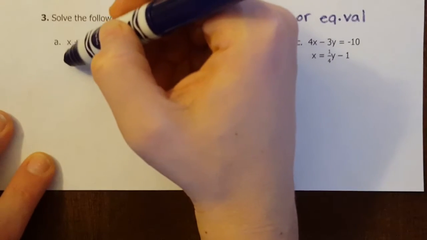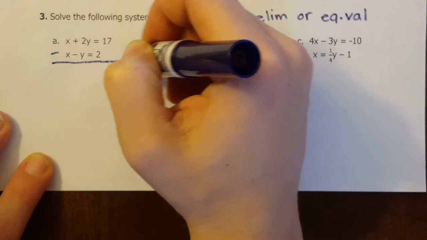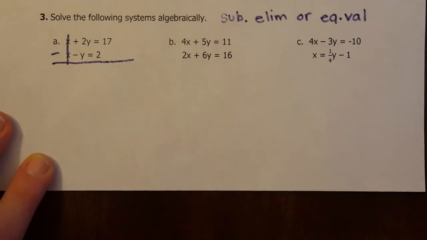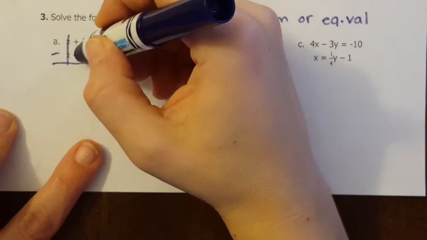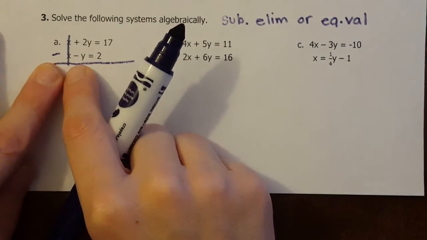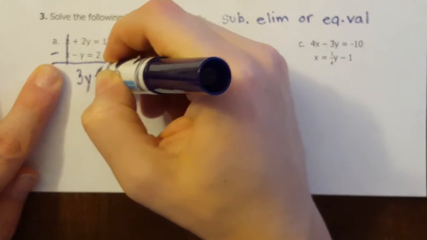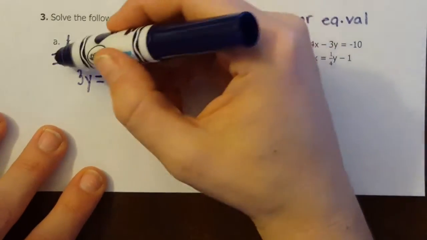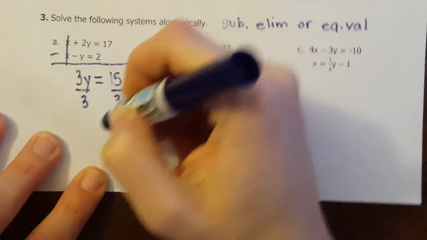And if I look, this is x and x, so I could subtract x minus x, and that's going to give me 0 x's. Now I just have to keep in mind that I am subtracting everything. So I'm going to do 2y minus negative y. And if I subtract a negative, I'm actually adding a y. So I have 2 plus 1, that's 3y. And then if I'm subtracting, I have to do that same thing over here on this side. 17 minus 2 is 15. And then I divide by 3, and I get y is 5.